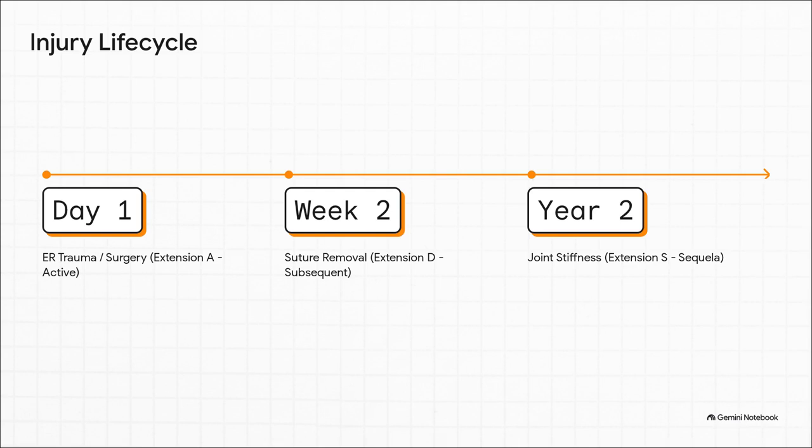Now fast forward to week 2. The patient has been discharged and they come into the outpatient clinic just to have their sutures removed. The active treatment is totally done. They're now strictly in the healing and recovery phase. This means we switch to extension D for subsequent recovery. Finally, jump way ahead to year 2. The original injury has completely healed up, but the patient develops severe post-traumatic joint stiffness as a direct result of that old injury. This late effect requires extension S for sequela. So to recap, active treatment is A. Routine recovery is D, and late effects are S.